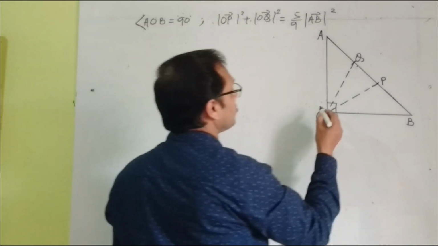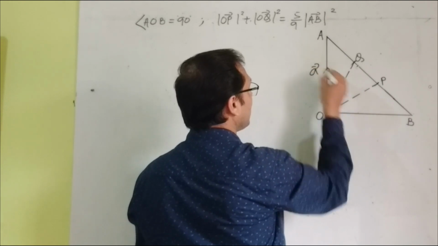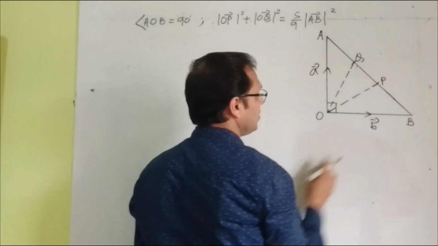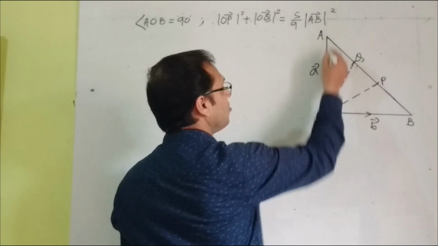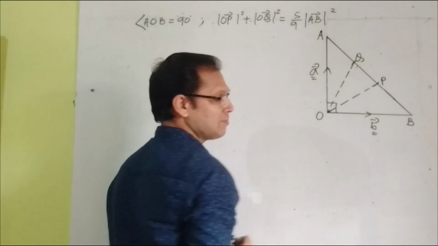Okay, suppose OAB. That means this one is A vector and this one is B vector. Let the sides OA and OB be represented by the vectors A vector and B vector respectively.